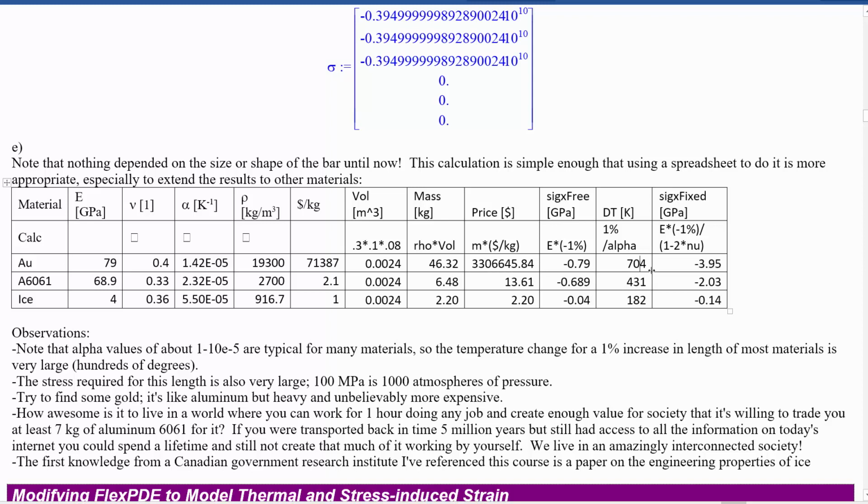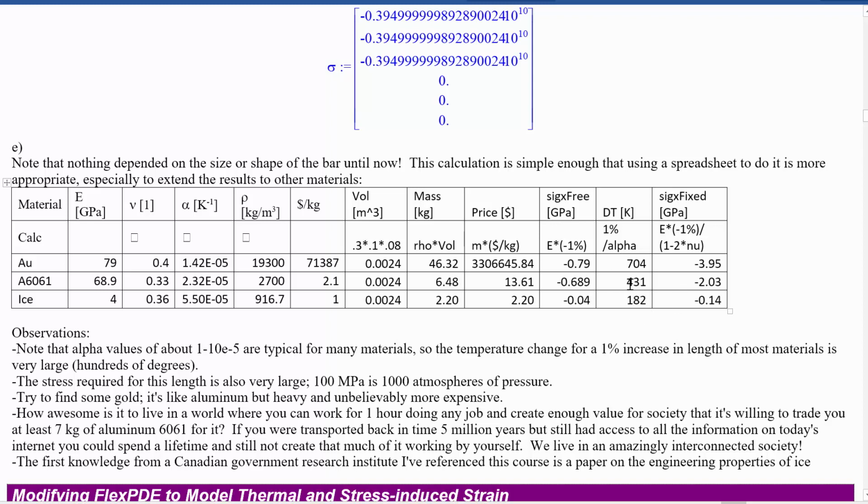But so even if you did that, you'd have to cool it down first before you could heat it up enough to get it to expand by 1%. With the aluminum, you have to heat it by 430 degrees, which would not quite melt the aluminum, but it still is quite a lot. And with the ice, you got to heat it up by 182 degrees, which, if my math is correct, means you need to start at about a negative 182 degrees C.